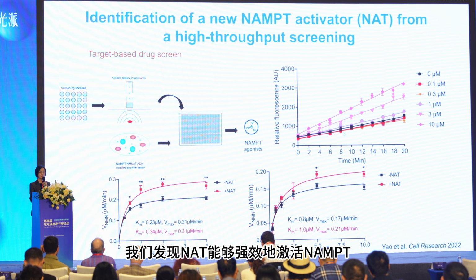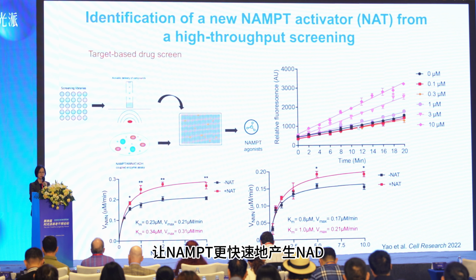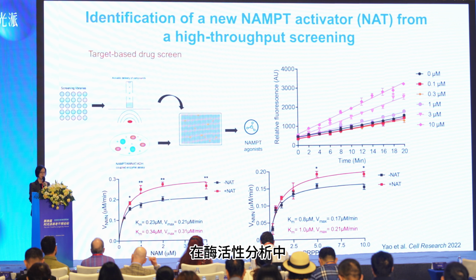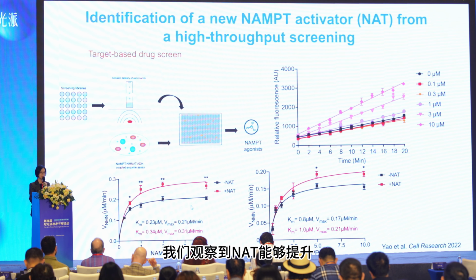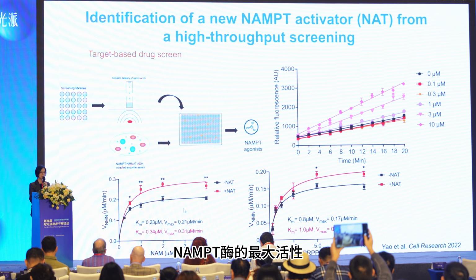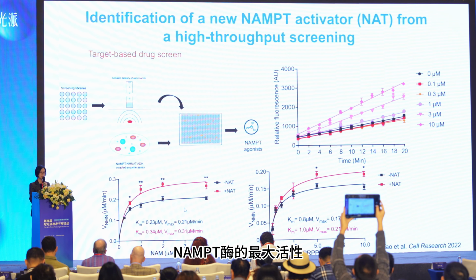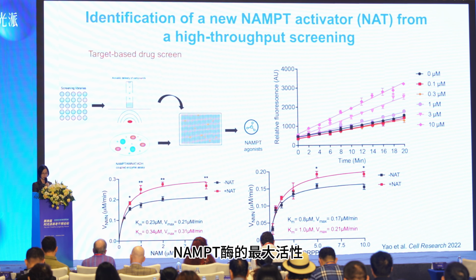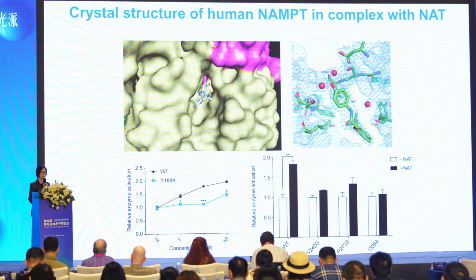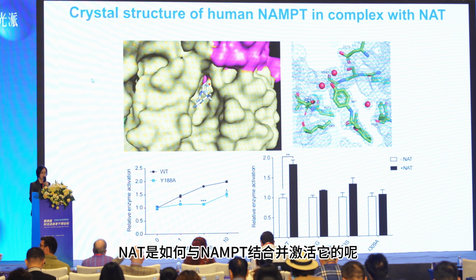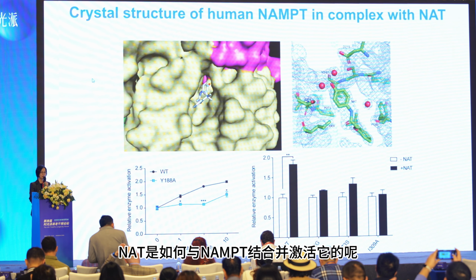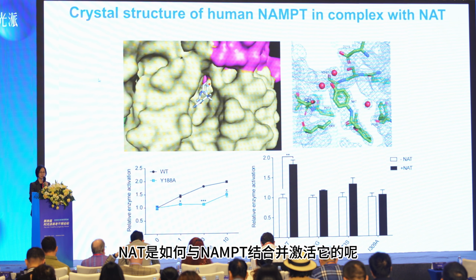From here, we can see that NAD can robustly activate NAMPT and make the enzyme produce NAD faster. Consistently, in the enzyme kinetic assay, we see that the NAD can increase the maximal velocity of the NAMPT enzyme. So then, how does NAD bind and activate NAMPT?